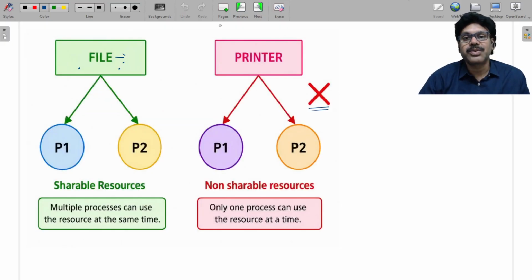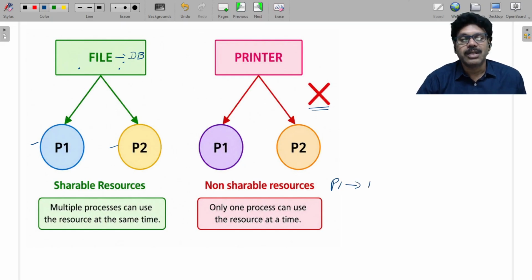That is the meaning of prevention of mutual exclusion. A file named DB can be shared among two processes. A printer you can't share among multiple processes because it follows a serial nature. One process executes, then another process. The rest of the processes are supposed to be in the queue.